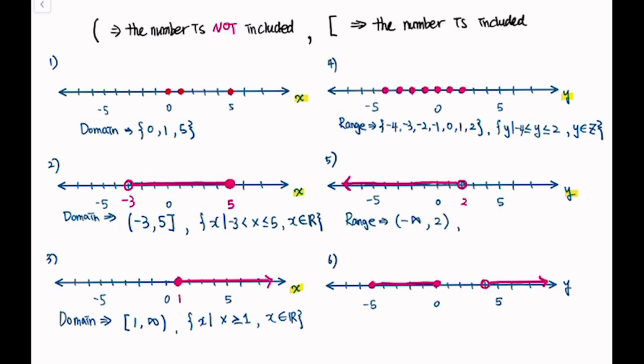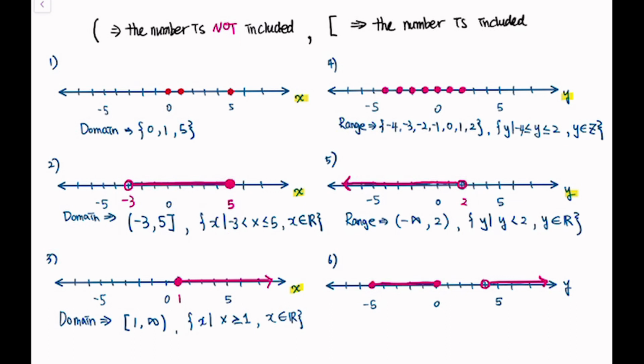And to write this in set notation, we can write the curly parenthesis y bar. The first condition again is the y value that is smaller than 2, and we can describe those numbers on the line. This is the continuous line, so we can say that y includes all the real numbers.